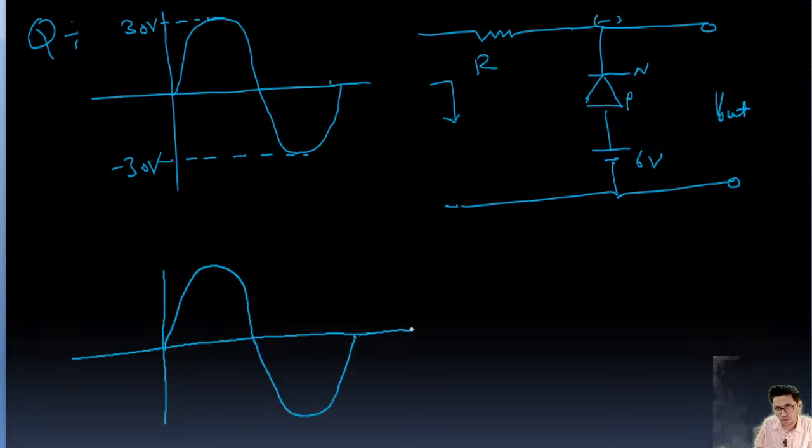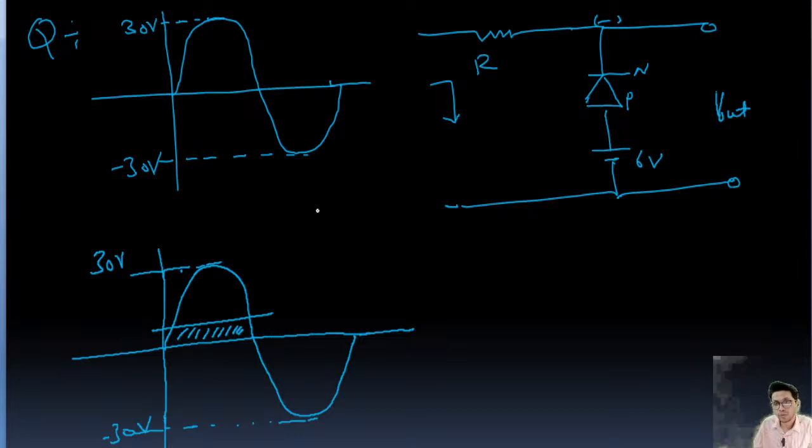So this one, this is minus 30 volt and this is 30 volt. Okay, this is minus 30 volt and this is 30 volt. So here you can see, 6 volt is output, so this will cut the 6 volt part, right? This part.